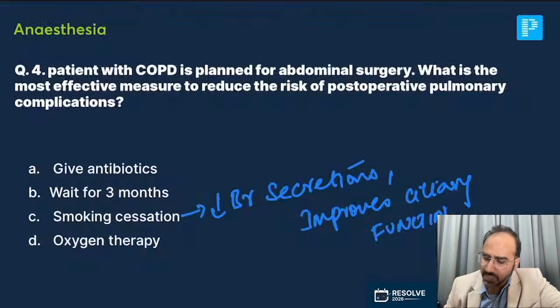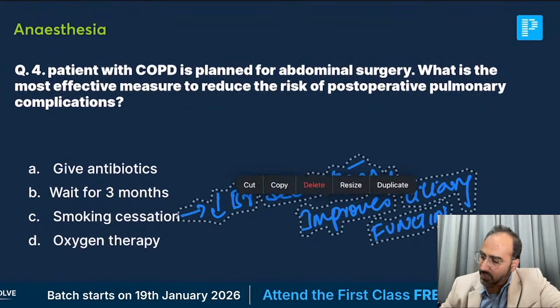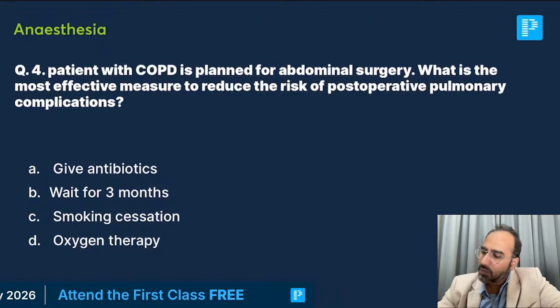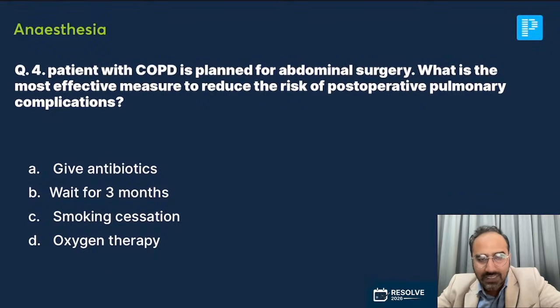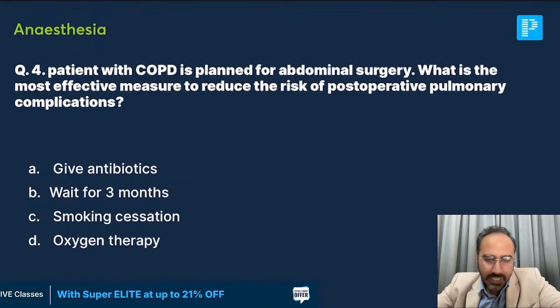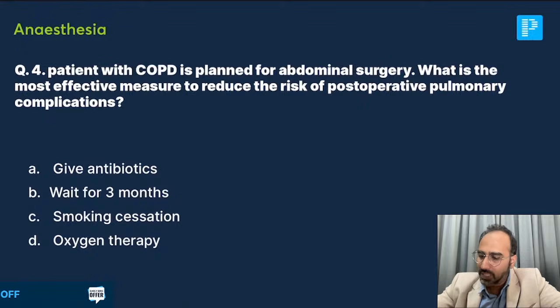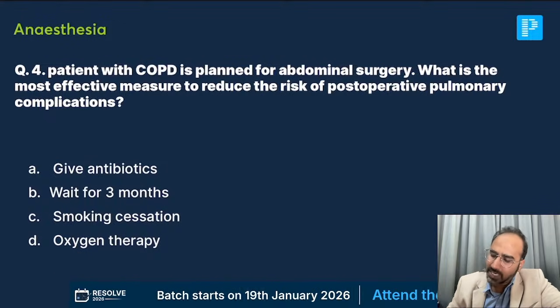Now, guys, coming to the next question. A COPD patient is planned for abdominal surgery. What is the most effective measure to reduce the risk of post-operative pulmonary complications? Guys, again, we might not have discussed this as a direct question, but regarding the pre-anesthetic checkup, we have already discussed a few things. First of all, going back to the question: a COPD patient planned for abdominal surgery. Which is the most effective measure to reduce post-op pulmonary complications?